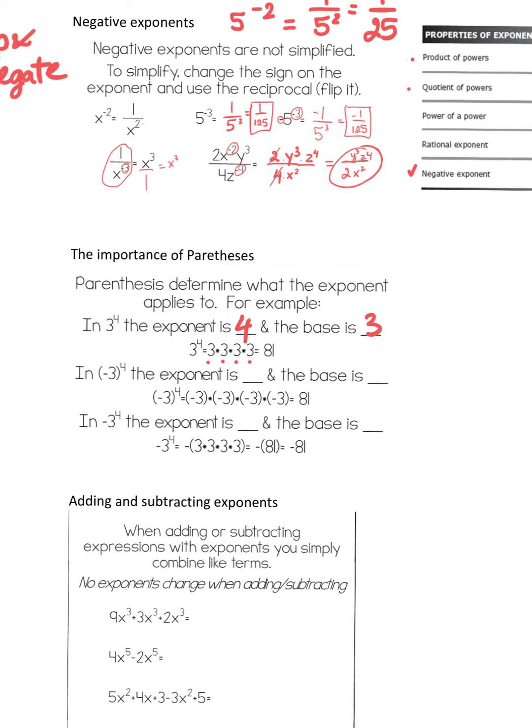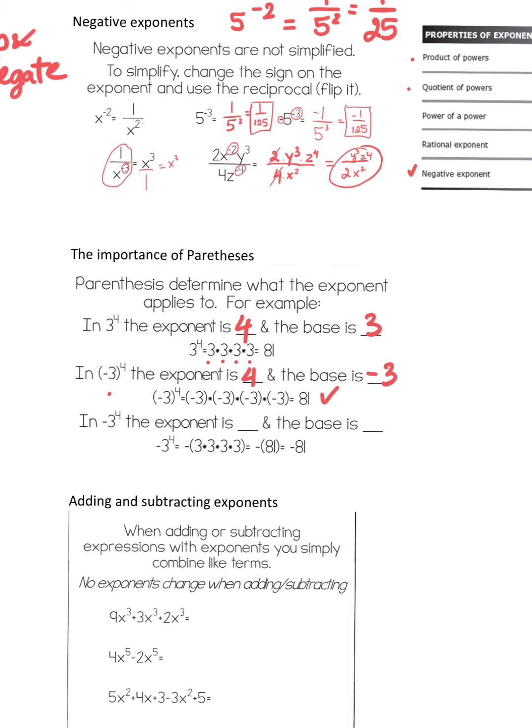Next one is the one that we're focusing on, the parenthesis. We have the parenthesis of negative 3 raised to the power of 4. So the exponent will be 4, and the base is negative 3. So we have negative 3 times negative 3 times negative 3 times negative 3, and you got 81.